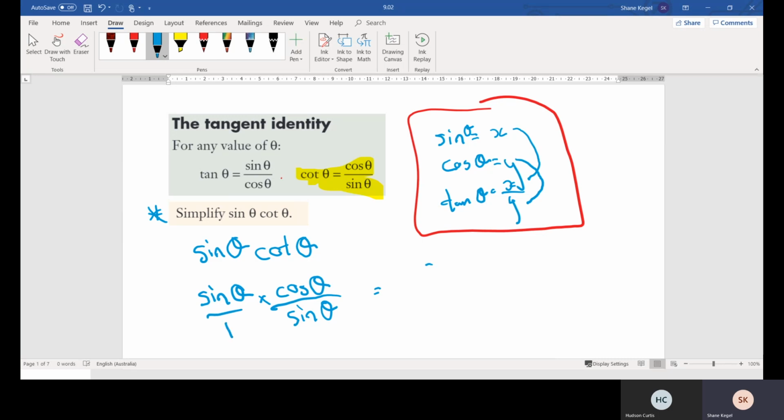So multiply the top together. So I get sine theta cos theta over 1 times sine theta, which is just sine theta. And from here, I can cancel out. So I've got my divided by and multiplying by sine. They cancel out. So my simplified version is just cos theta. And that would be my answer. So simplifying sine theta multiplied by cot theta is just cos theta. So if I needed to find sine by cot, I would just find cos of our theta there.